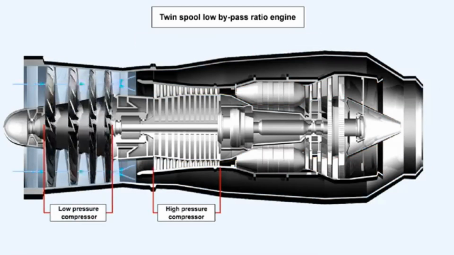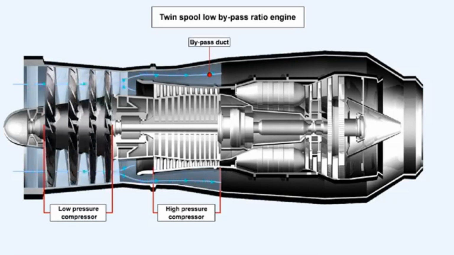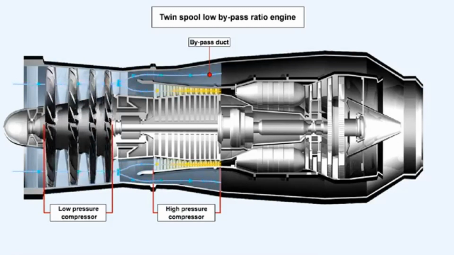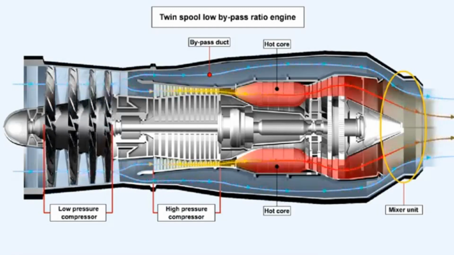The engine shown here is a twin-spool, low bypass ratio engine. The airflow as far as the end of the low-pressure compressor is identical to that of a pure turbojet. But then the airflow splits into two. An amount, depending on the bypass ratio, will flow down the bypass duct, and the remainder continues into what is the start of the hot core of the engine, the high-pressure compressor. From the high-pressure compressor, the air follows the usual path through the combustion chambers and into the turbine, before it leaves the hot core and rejoins the bypass air in the mixer unit of the exhaust system.